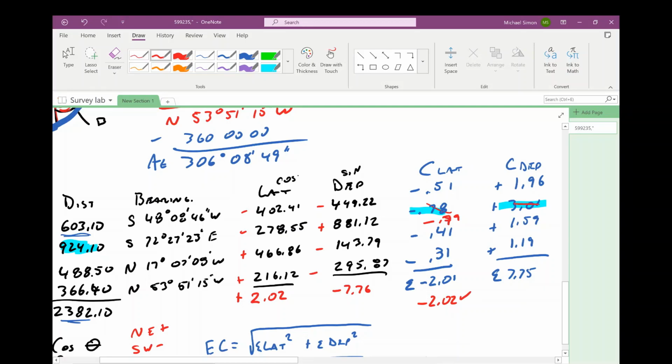And then I'll adjust this one. Now this has to go to 776, or I'm off by 775. So I have to go up one as well. So I'll make this 3.02. And I check it. 1.96 plus 3.02 plus 1.59 plus 1.19, 7.76. Good. Okay, so I've adjusted the corrections.